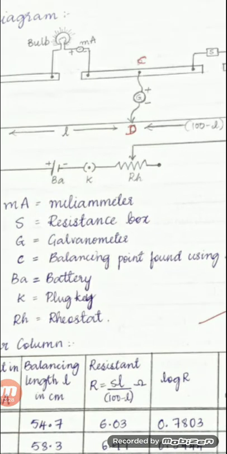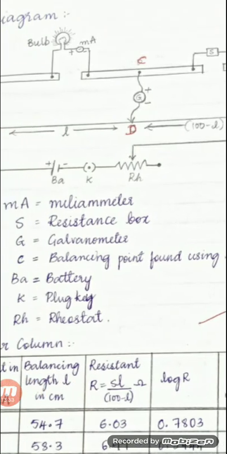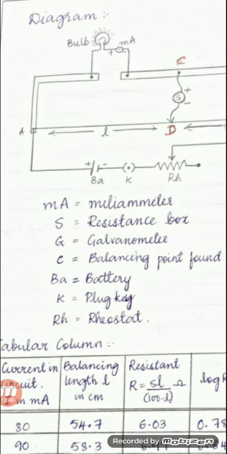So capital D, as referred to there, is nothing but the balancing point. The point where the galvanometer deflection shows 0 is called the balancing point. From A to D, that corresponding length is called the balancing length.